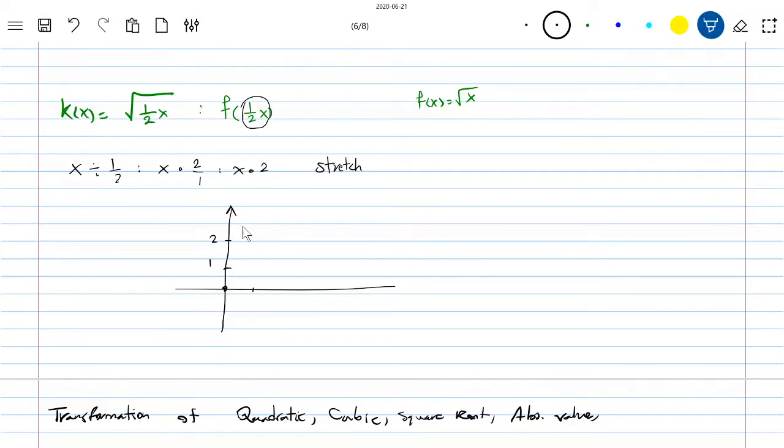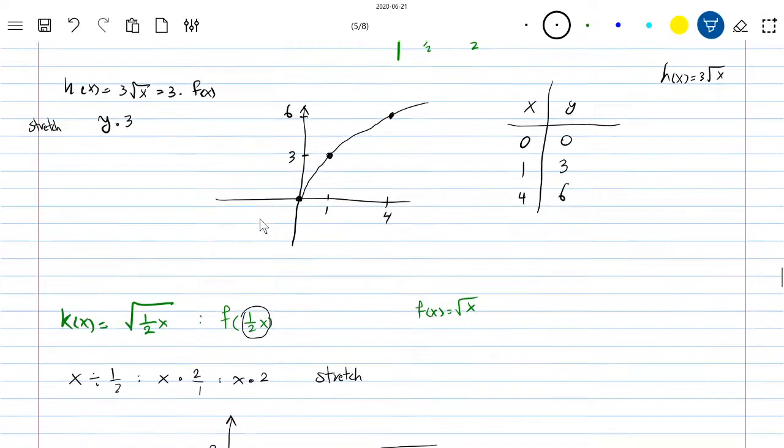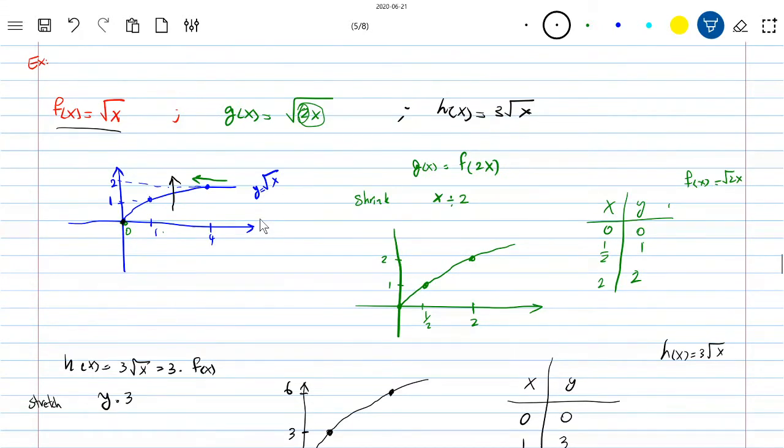0 times 2 becomes 0. 0 is still there. 1 times 2 turns out to be 2. 4 times 2 becomes 8. So all the points are going to scale along the x-axis. The graph will look like it's a curve, but my rescaling is not that well drawn, so you should consider that the graph is curved. So this graph, the square root, will stretch along the x direction. The same for y, you can create the same example.